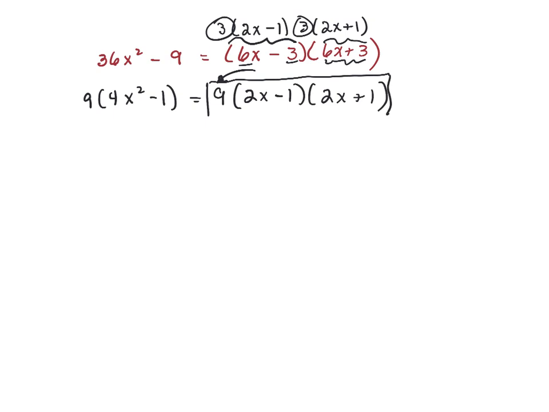And once you take out the GCF, you'll have smaller numbers that you can square root. And so it'll be easier to figure out what a and b are. Okay, so that's the easy one.